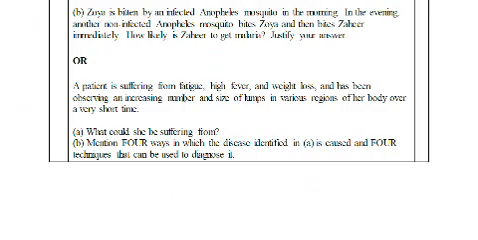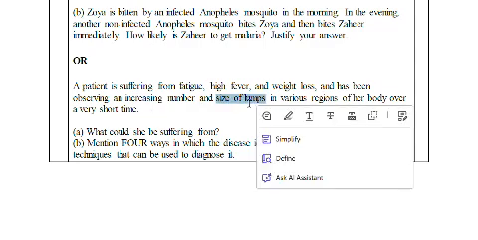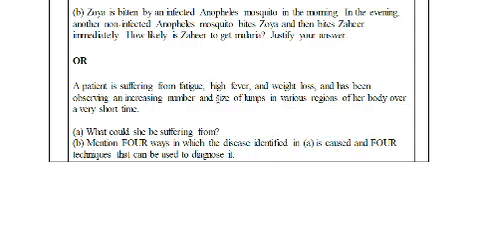The patient is suffering from fatigue, high fever, weight loss, and an increasing number and size of lumps, you can say. This can result in cancer. What could she be suffering from? It is a cancerous disease or malignant tumor. Mention 4 ways in which the disease identified in A is caused. So what are the reasons for getting this kind of cancer, and 4 techniques that can be used to identify it.